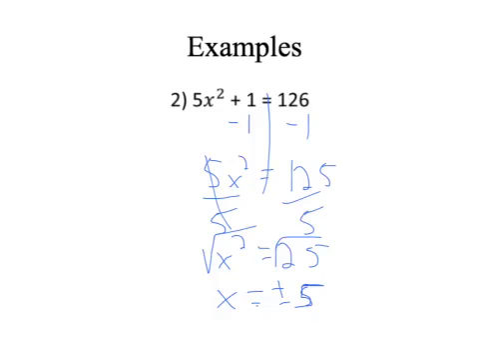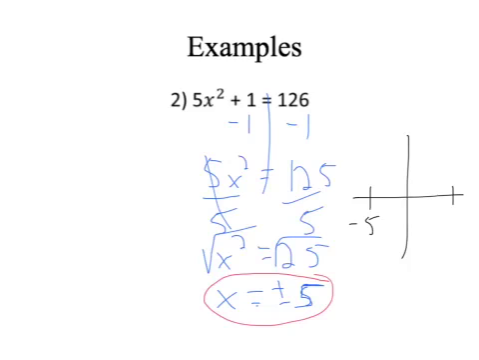So just like we saw by factoring, this answer still tells me where the graph crosses the x-axis. So if I were to graph this, my graph would cross at negative 5 and at positive 5. So if we drew the parabola, it would look something like that.